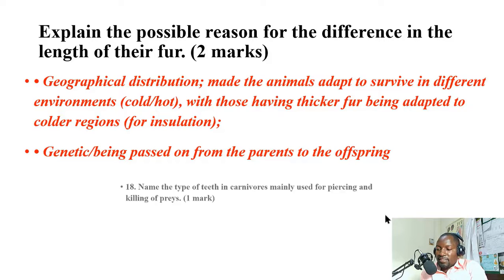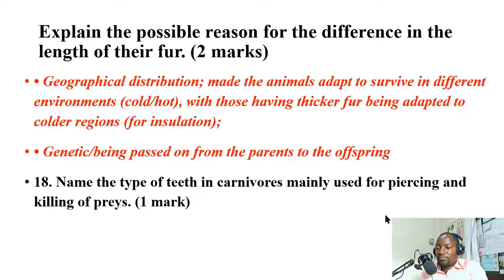Name the type of teeth in carnivores mainly used for piercing and killing of prey. And definitely this is canine. Canine is actually used for piercing and killing of prey.